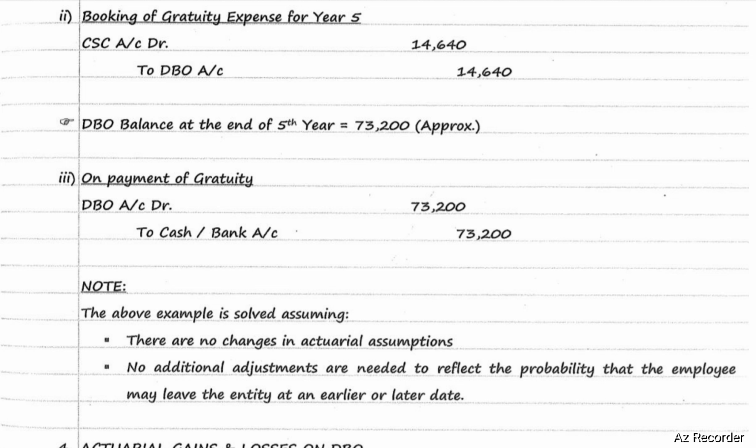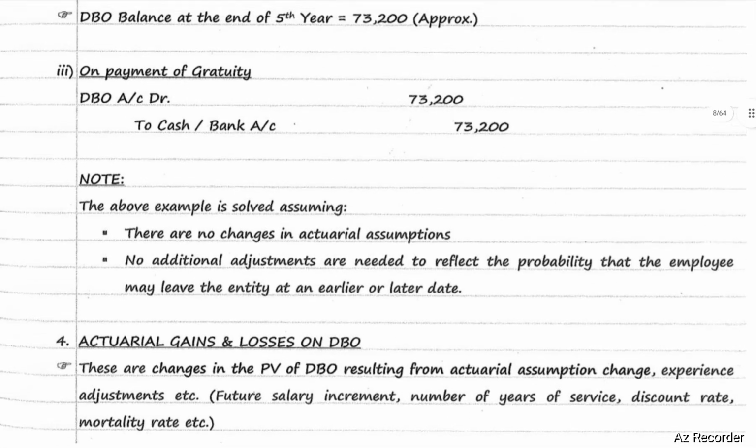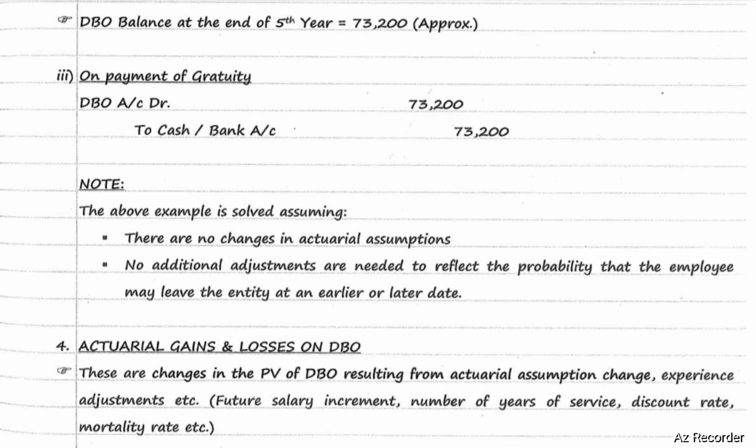The above example is solved assuming there are no changes in actuarial assumptions and no additional adjustments are needed to reflect the probability that the employee may leave the entity at an earlier or later date. Actuarial gain and losses on defined benefit obligation. These are the changes in present value of a defined benefit obligation resulting from actuarial assumption change, experience adjustments, etc. Like future salary increment, number of years of service change, discount rate change, mortality rate change.